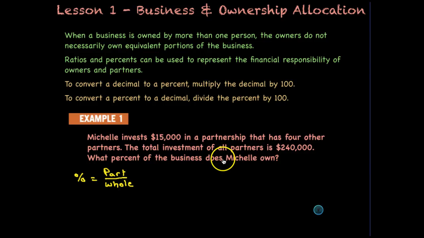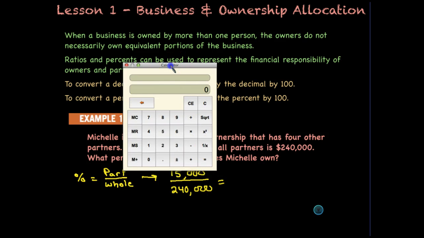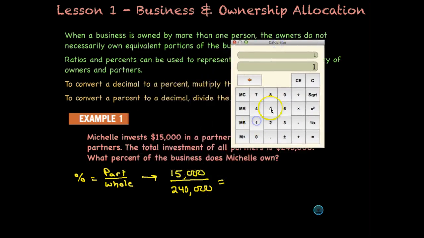One way to figure this out is to set up a ratio and to know that a percent is equal to a part out of a whole. Well, she owns $15,000. That is her part. And the whole represents what everybody has put into it or what the partnership is currently worth, which is $240,000. So if we can divide 15,000 by 240, we'll be pretty close to figuring out what percent she owns of this business.